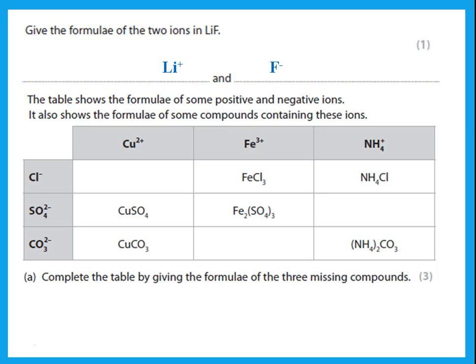So I need to write the formula by writing the symbols of each one, and always the metal comes first. So it has to be Cu, Cl, not the other way around. And then the valency of one under the other. So we said the copper has a valency of 2. You put the 2 under the Cl. The Cl has a valency of 1. You don't write anything. You don't write 1 under the copper. So that is your formula of copper chloride, CuCl2.